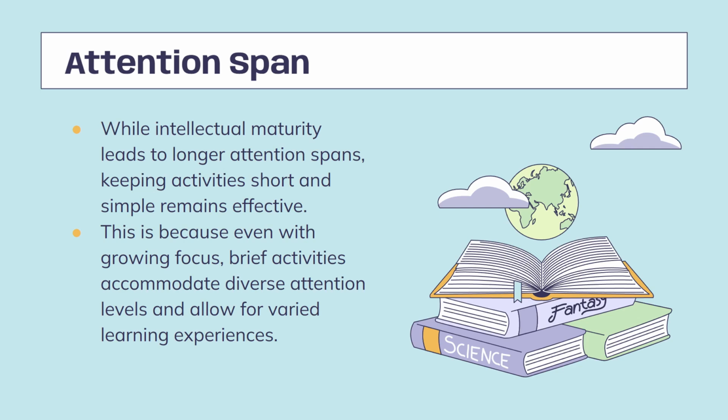Next, for teenagers, intellectual maturity generally allows them to develop longer attention spans compared to younger children. However, keeping activities short and simple is still an effective approach. This is because even with their growing ability to focus, teenagers may have different levels of attention depending on their interests, energy, or mood. Shorter activities make it easier to accommodate this difference and give students a variety of learning experiences, which helps maintain their motivation and engagement throughout the lesson.